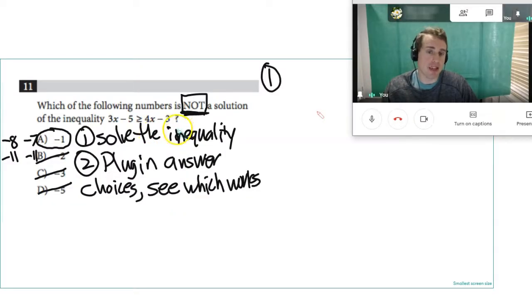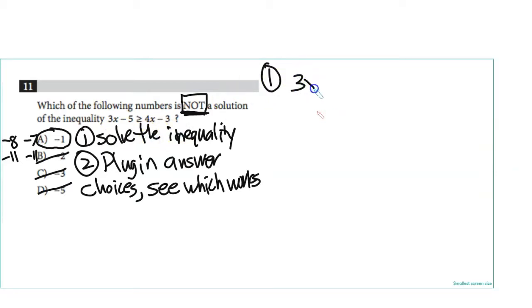You can always plug in the answers if you don't know how to solve this. The way I would do this is I would solve the inequality. So 3x minus 5 greater than or equal to 4x minus 3. Basically, you could subtract 3x from both sides.